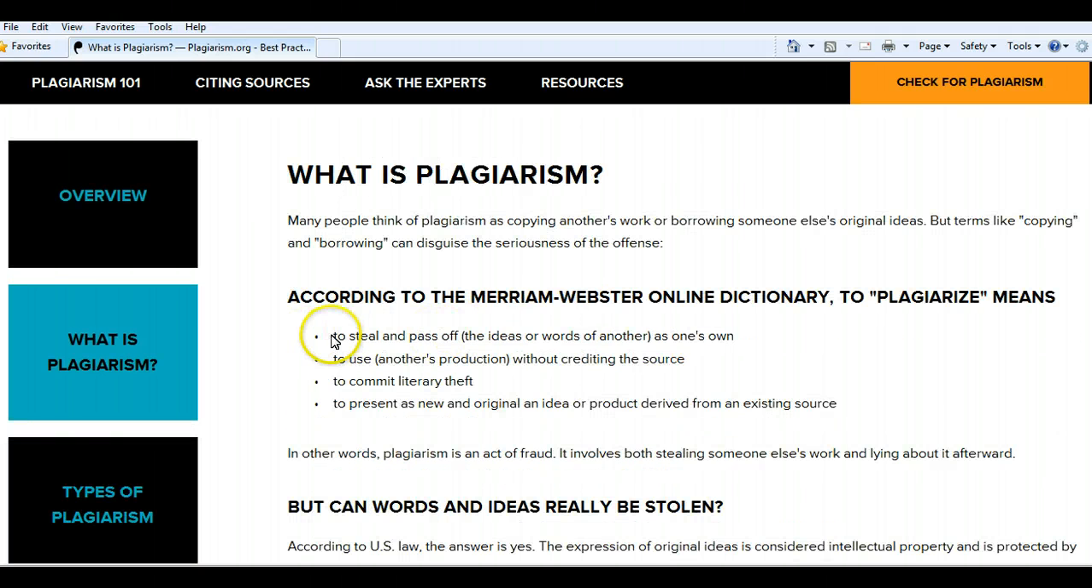And here are the 4 things: to steal or pass off ideas as one's own; to use another person's resources, things someone else has produced, without crediting the source; to commit literary theft; and to present new and original ideas as if they're new or original when it's an old idea. So that's what plagiarism is.